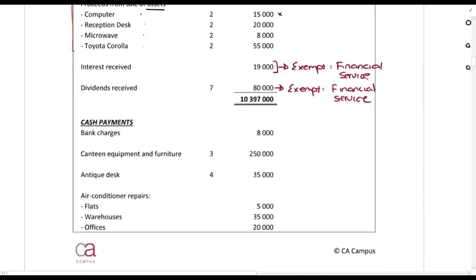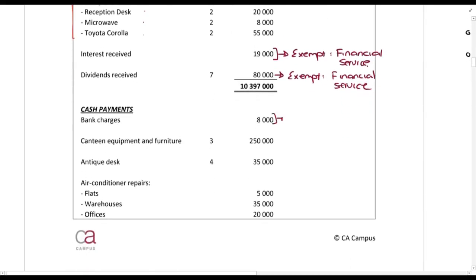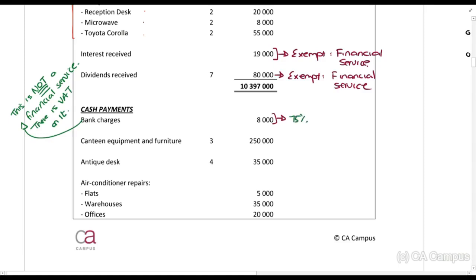All right, then we have some cash payment, bank charges, right? Remember, guys, bank charges, I'm going to make the comment here. This is not a financial service. It's not the same as interest. This is the service fee that the bank charges you. There is VAT on it. It's a supply of a service. So you would have only been able to claim 75% of that because we've got our 75% vendor.